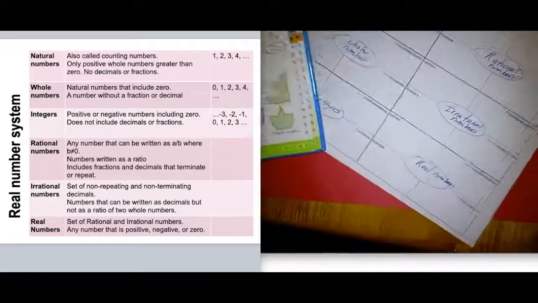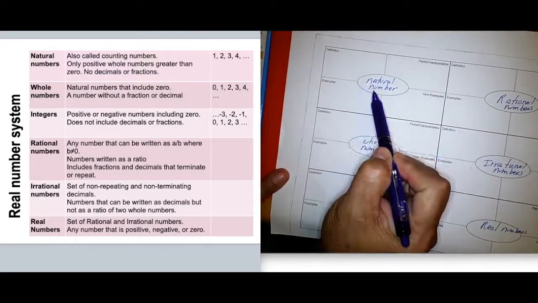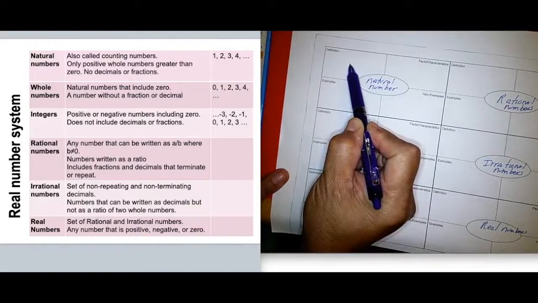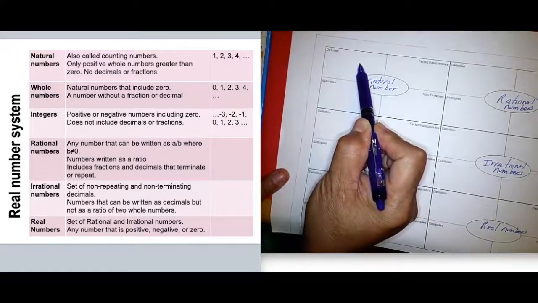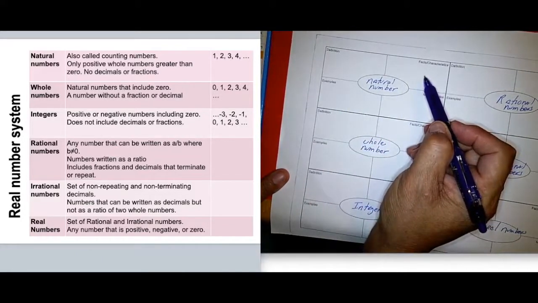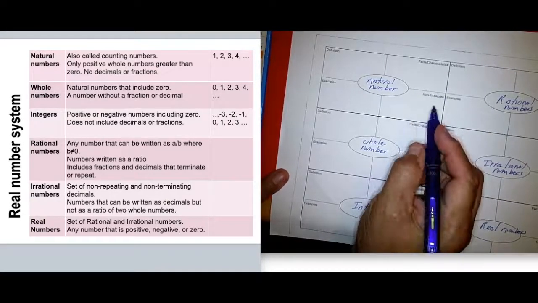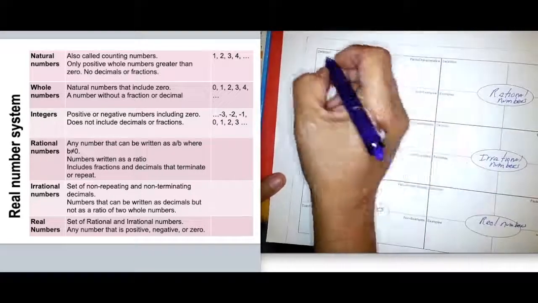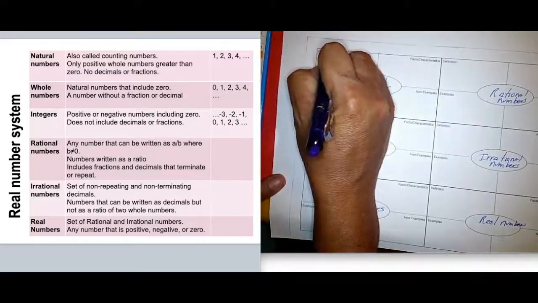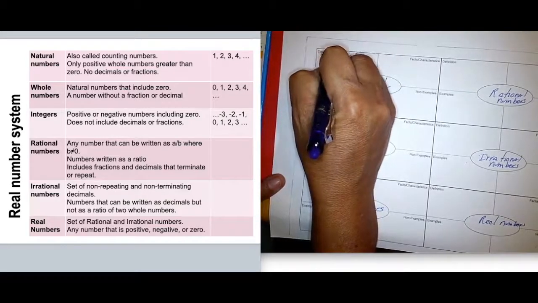So let's look at our Frayer model here. In the center, we put the vocabulary word. On the upper left, we're going to write a definition. We are going to write some examples. We are going to put some facts and then some non-examples. Okay, so that is the set of counting numbers.